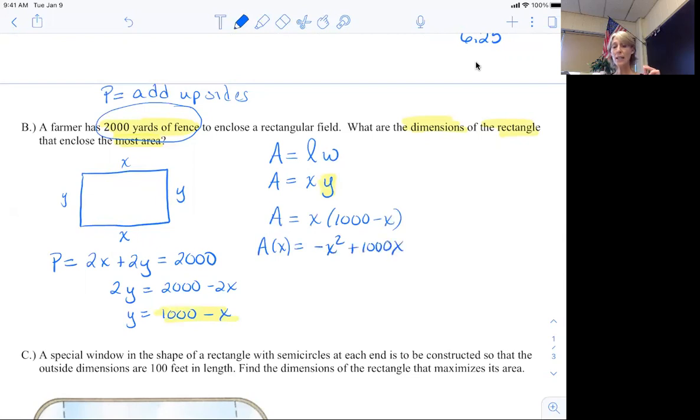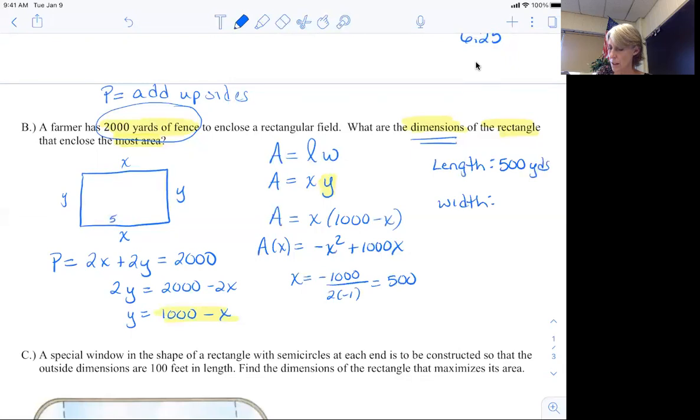So now if I want to find the dimensions, and remember, dimensions are length and width, I need to find the length. That's going to be the x value that's going to maximize the area. So I'm going to use the axis of symmetry, negative b over 2 times a. Negative 1,000 over negative 2 is 500. So when I use 500 yards for my x, for my length, I'm going to have the maximum area.